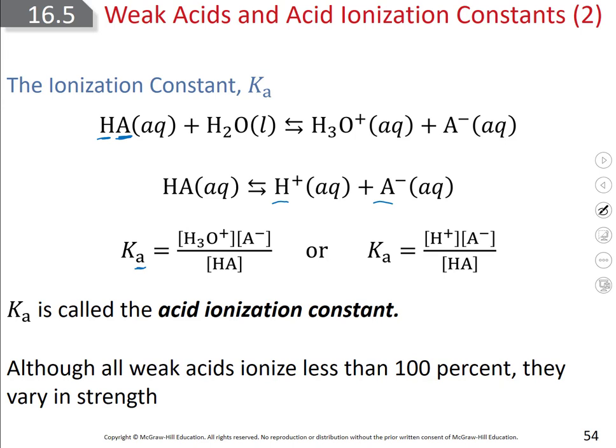So you can write your equilibrium expression as products over reactants: the hydronium ion times the conjugate base divided by the original concentration of your acid, or if you want to leave it as hydrogen plus, it doesn't really matter. Again, in water, hydrogen plus and hydronium are the exact same thing. But the important thing is if we find what that concentration is, we can use that to find pH. So we're going to use these equilibrium expressions to find the hydronium ion concentration, which will be used to find the pH.